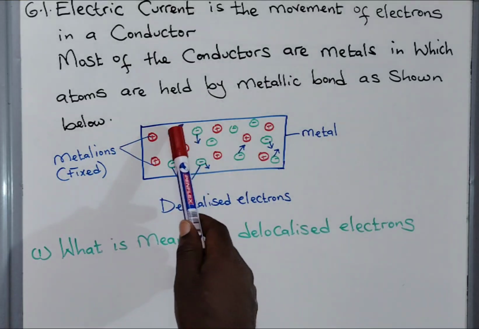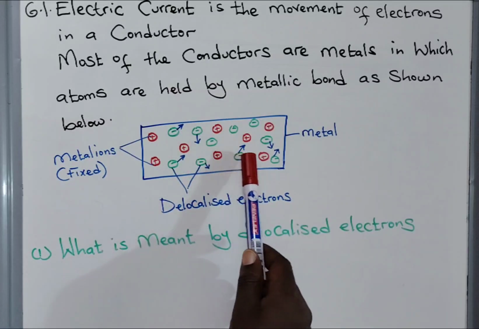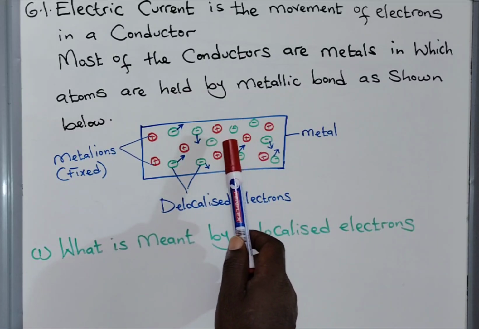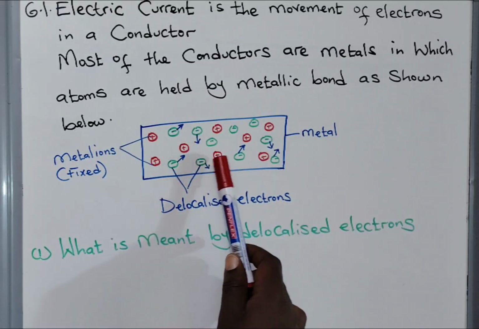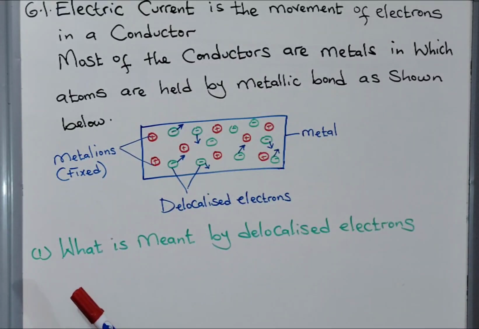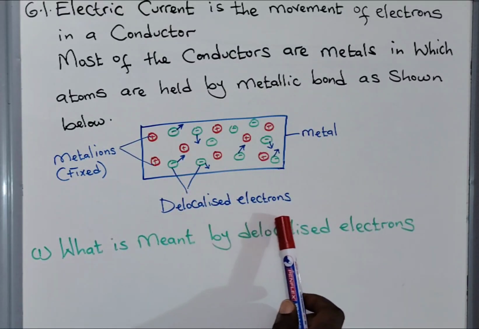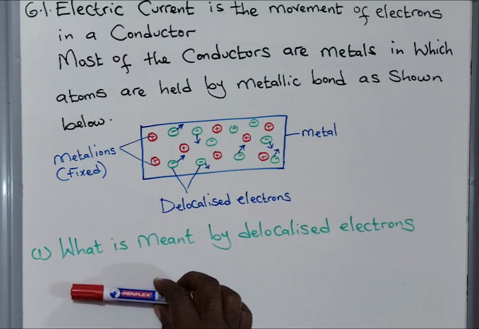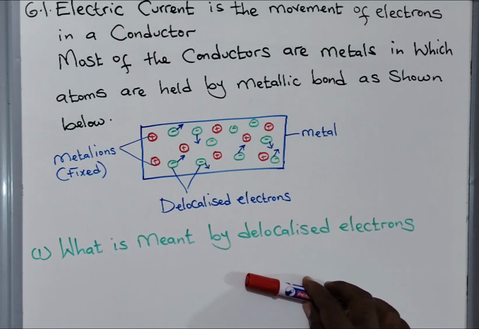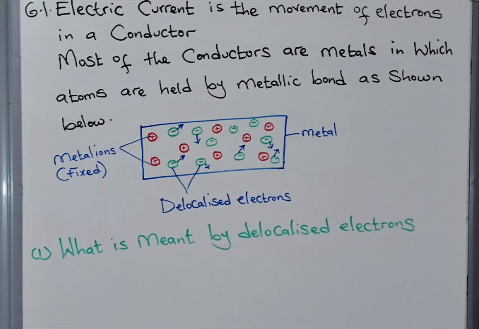Okay, so these are what we are having. These are ions, these are electrons, and these electrons are called the delocalized electrons. Now the question comes, what is meant by the delocalized electrons? What are they?